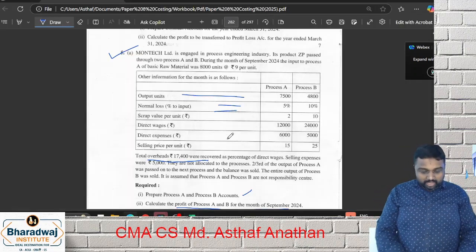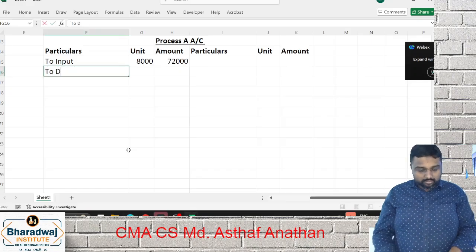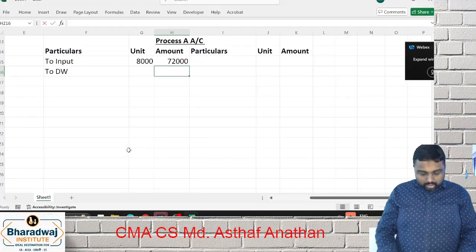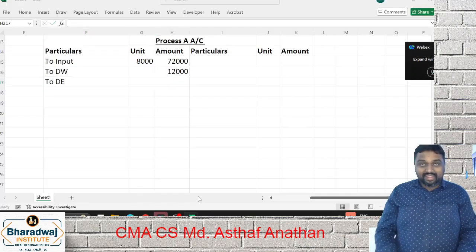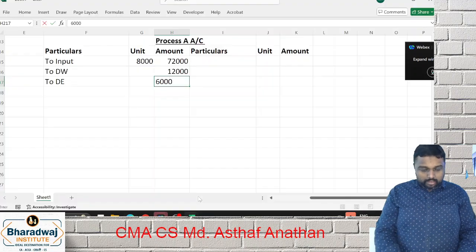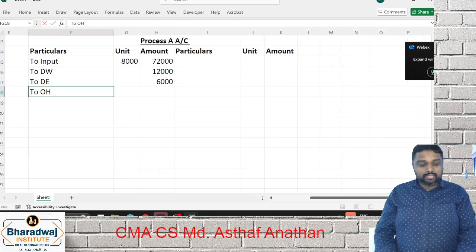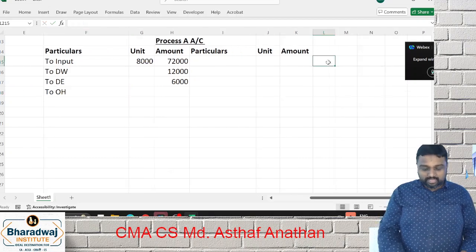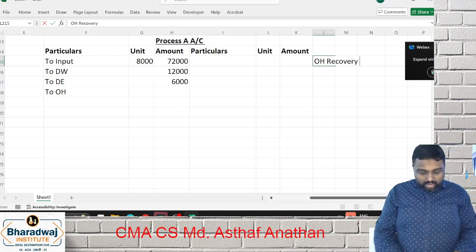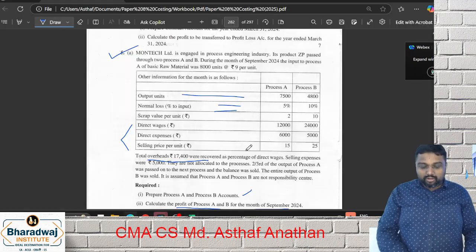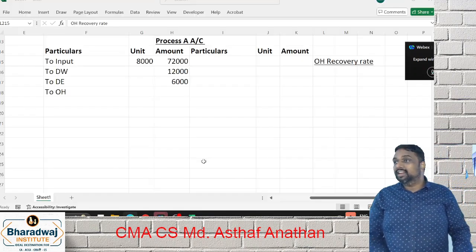Now we can take all the expenses. What are all the expenses? We have direct wage 12,000. We have direct expenses 6,000. We have to take overhead. See, overhead is a percentage of wage. They do not specifically tell what the percentage is, so we'll find out the overhead recovery rate. How can you find it? It is as a percentage of wage. So the total is 17,400.